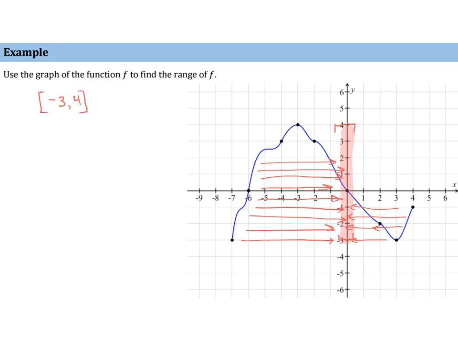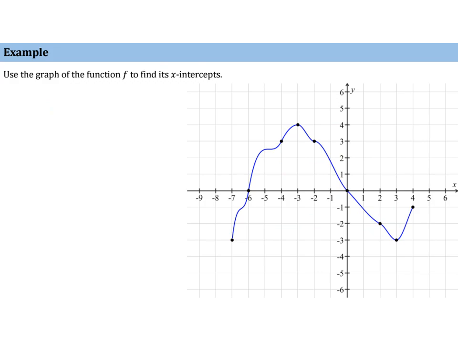and we include both. Now, given this graph, what are the x-intercepts? So what are the values where we cross the x-axis? So we cross there, and we cross there. So the x-intercepts are x equals -6 and 0. What are the y-intercepts? Where do we intersect the y-axis? We intersect at y equals 0.